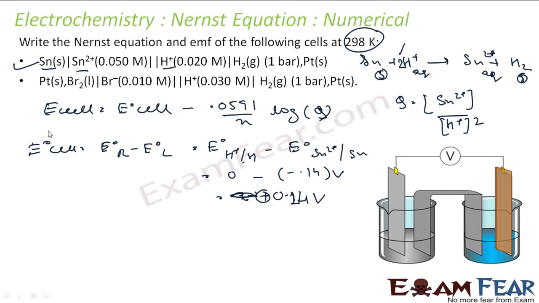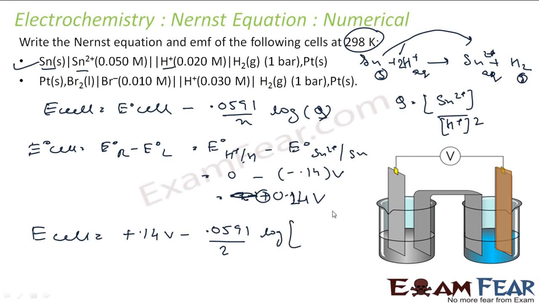Correct? Let's plug the values. E cell will be what? E naught cell, that is plus 0.14 volt minus 0.0591 by n. There are 2 electrons transferred, if you see. 2 electrons into log of Q. Concentration of Sn2+, that is 0.05. Concentration of H+ 0.02 to the power 2. Correct? You solve this, you get plus 0.14 volt minus 0.002 volt.